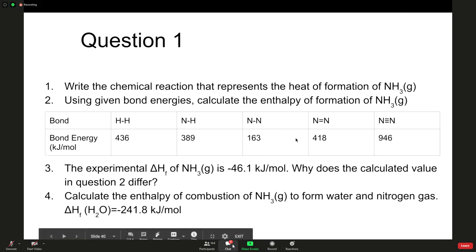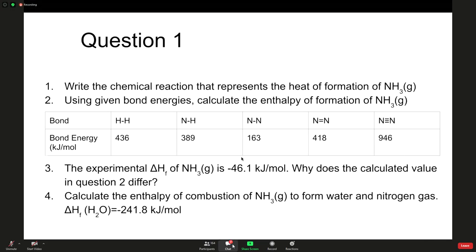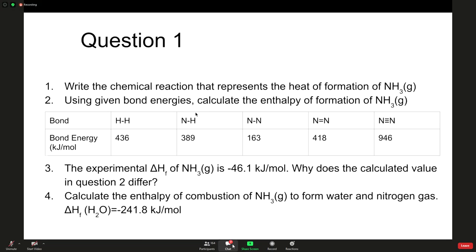And then on part two, this should be a very mathy calculation. Does anyone want to share what they got? Or type it in the chat. Either way.